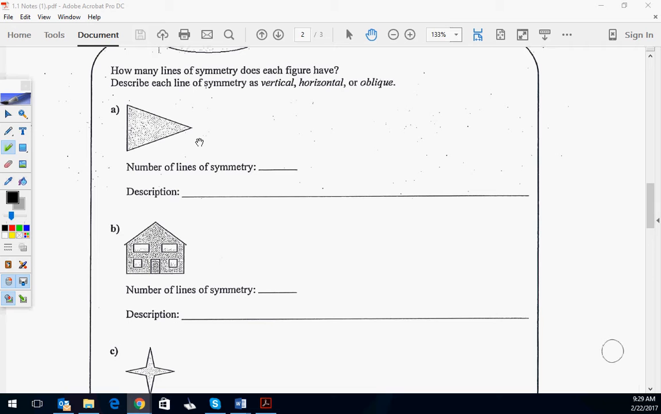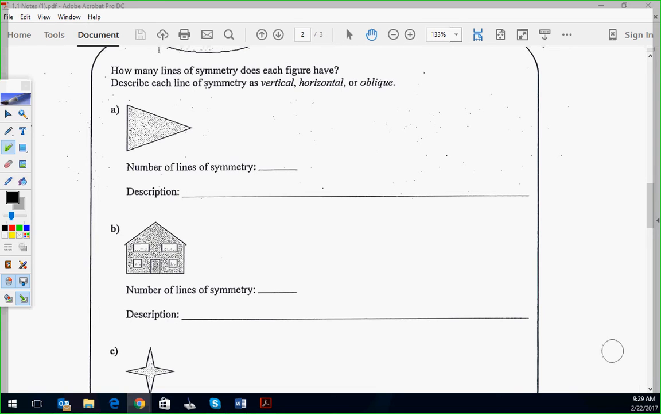So, Cato, what's your number for A? What'd you think? Just one? Okay, everybody agree with one? Yeah, it's obviously not an equilateral triangle, right? If it was an equilateral triangle, then there'd be more. Okay, but it's not. So straight down the middle here, in this case, this would be a horizontal line. So one horizontal. Okay, good.